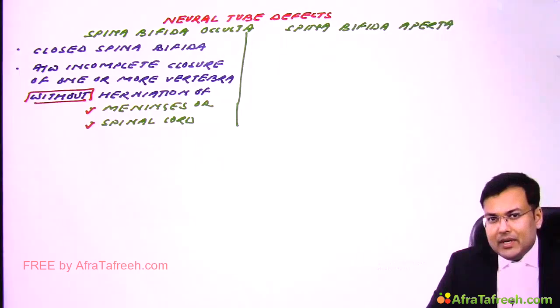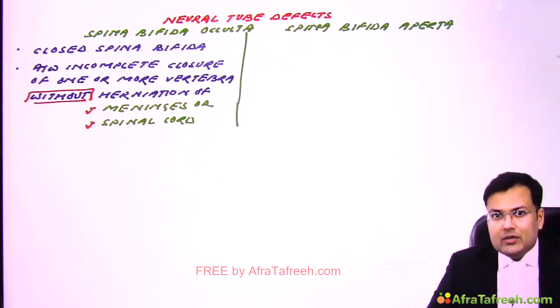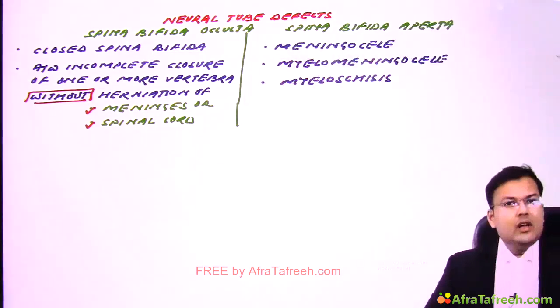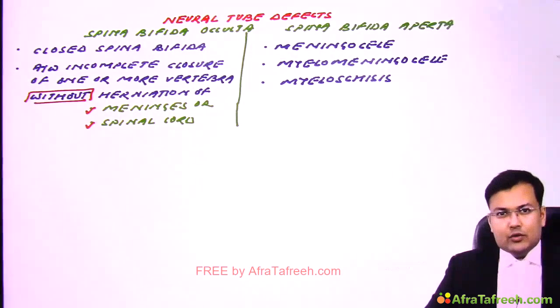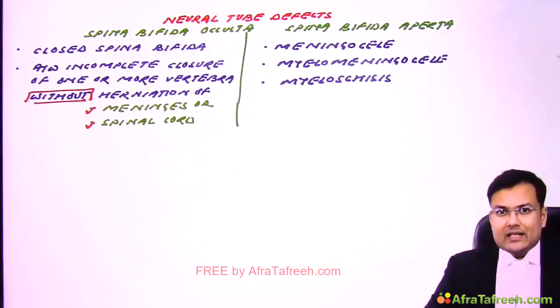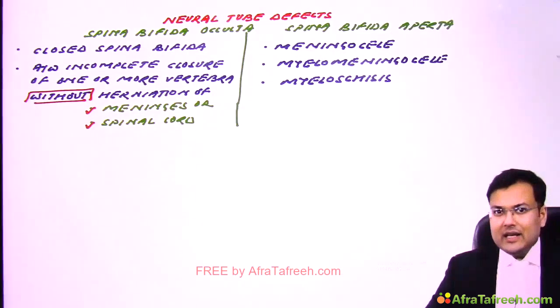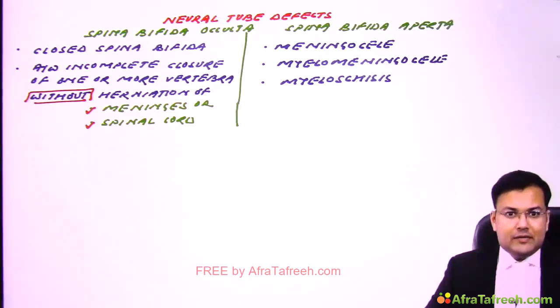Spina bifida aperta is further divided into meningocele, myelomeningocele and myeloschisis. And you must be knowing that in meningocele there is herniation of only meninges, whereas in myelomeningocele there is herniation of both meninges and spinal cord. So see what are the differences between spina bifida occulta, meningocele, myelomeningocele.